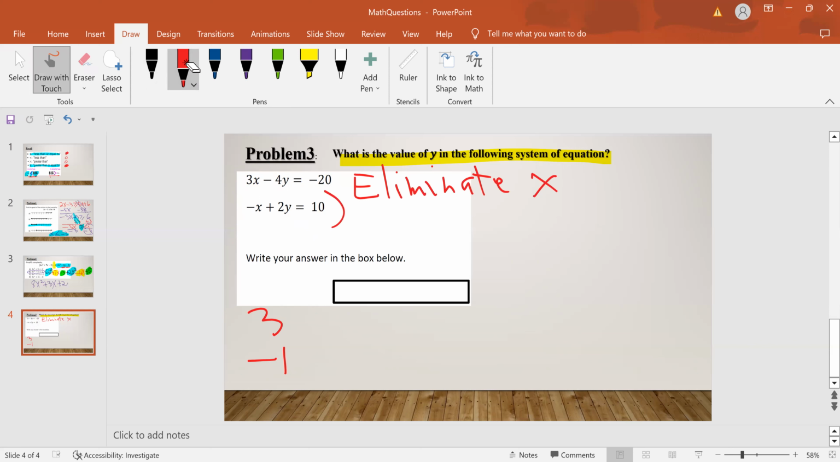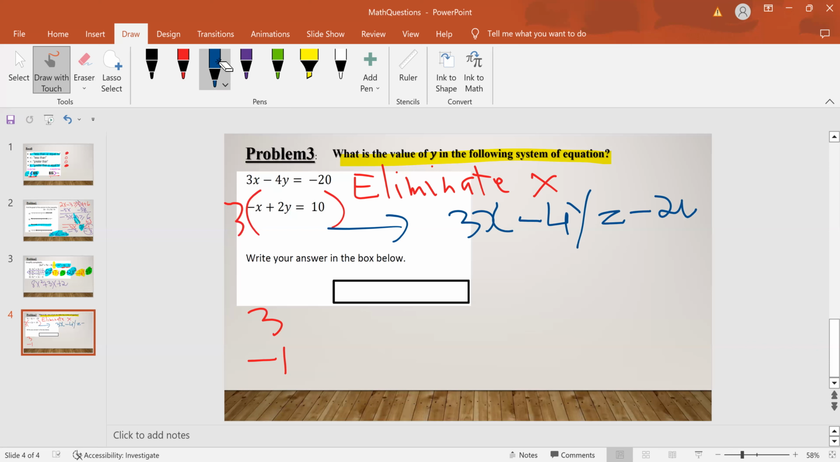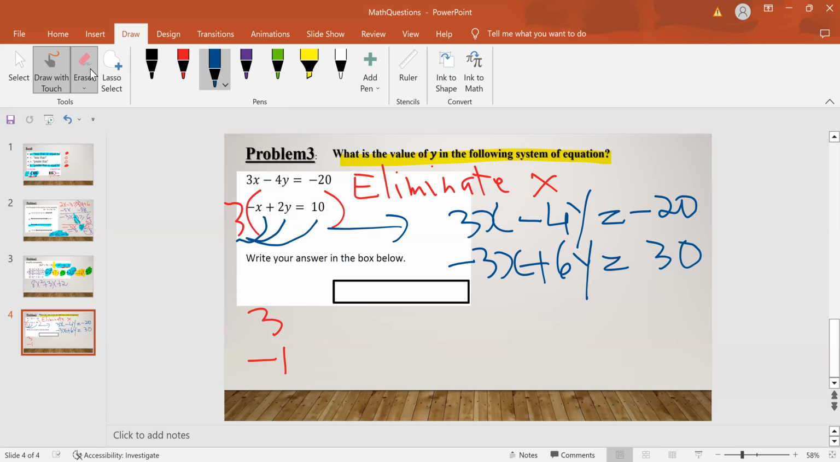So again, let's write it down. You have this multiplied by 3. So the equation will change to what? The first one will have a 3x, minus 4y is equal to -20. Now, when you multiply the second equation by 3, we need to do this for everything inside. So 3 multiplied by -x will be -3x. 3 multiplied by +2y will be +6y is equal to, so 3 multiplied by 10 is 30.